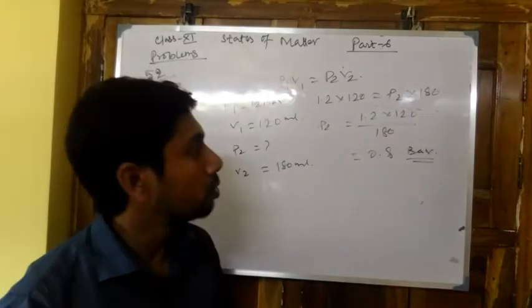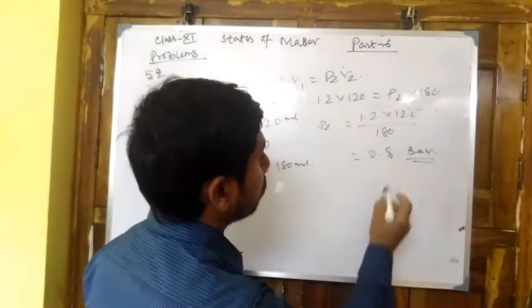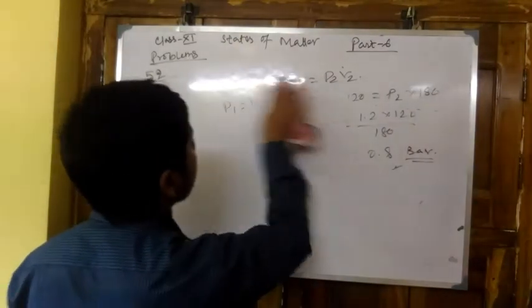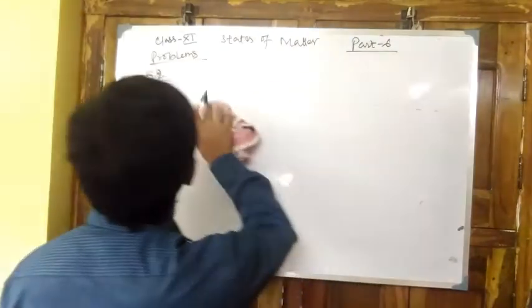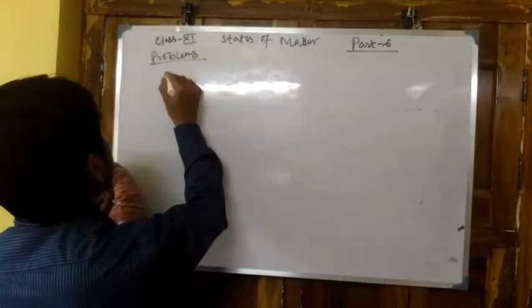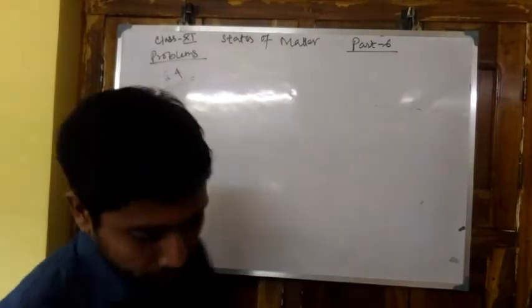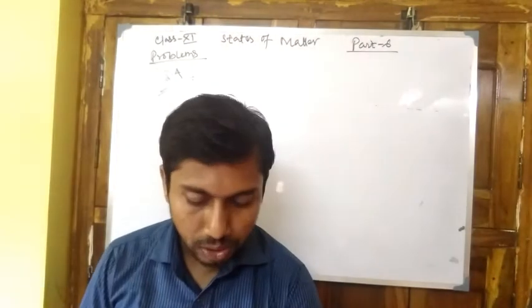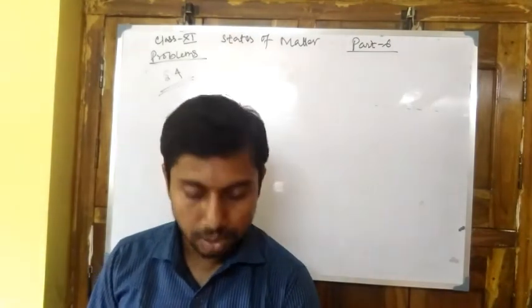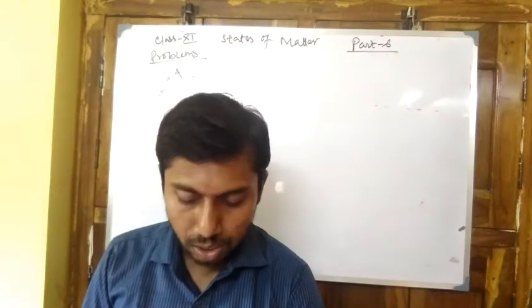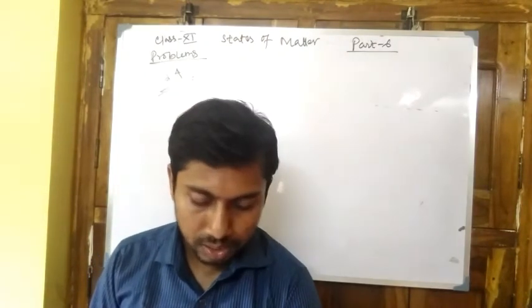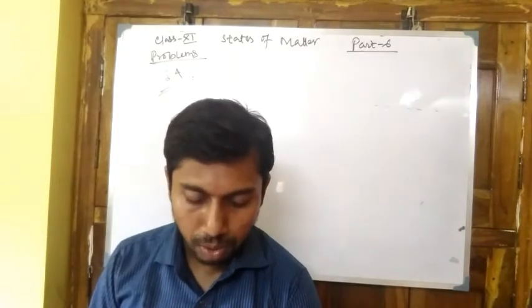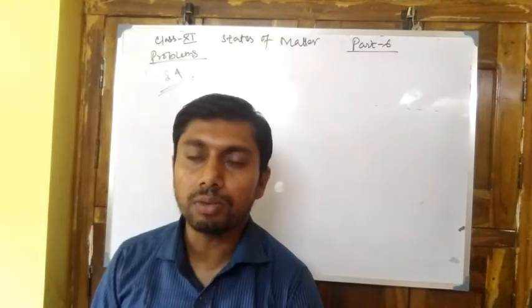Next one, go to problem number 5.4. So the final pressure of the previous one is 0.8 bar. First of all, read the statement of the problem: at 0 degree centigrade the density D of a certain oxide of a gas at 2 bar is the same as that of nitrogen at 5 bar. What is the molecular mass of the oxide? So we have to calculate the molecular mass.